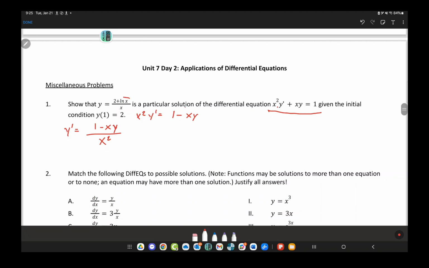Let's take this and plug it in for y. Alright. So we get y prime is now equal to 1 minus x times (2 plus natural log of x) over x squared.